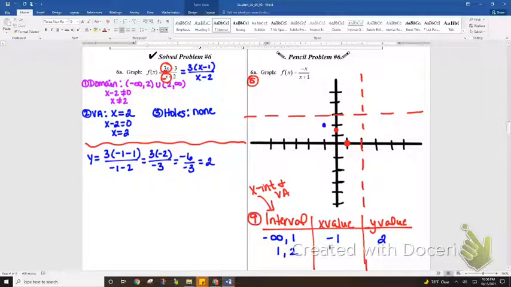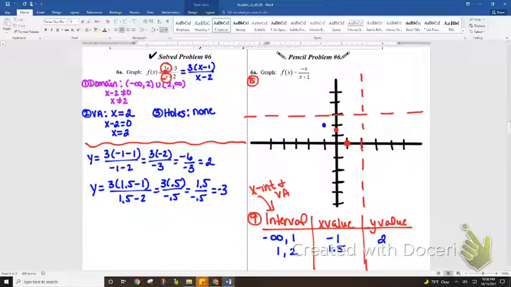And so I need to pick a number in there. I'm just going to pick 1.5. I'm going to come over here to my work and do the same thing, but this time I'm going to plug in 1.5 for x. And I'm going to work this out. And I got -3 for my y value. And so for 1.5, -3, I'm going to plot that point.